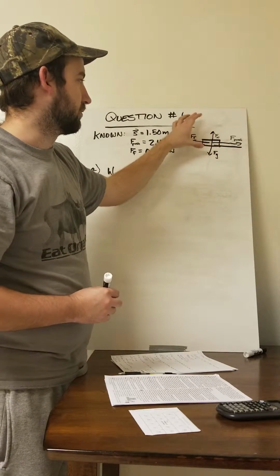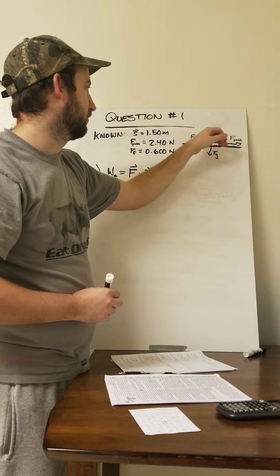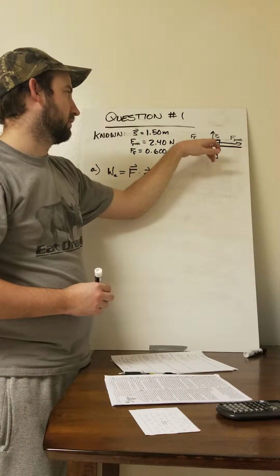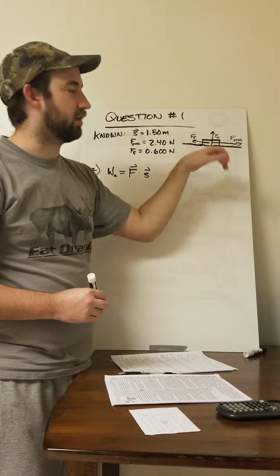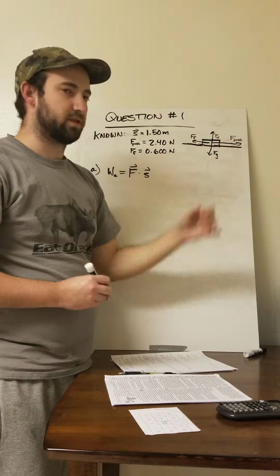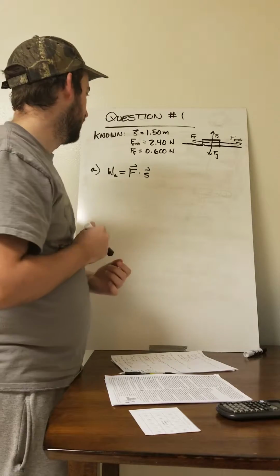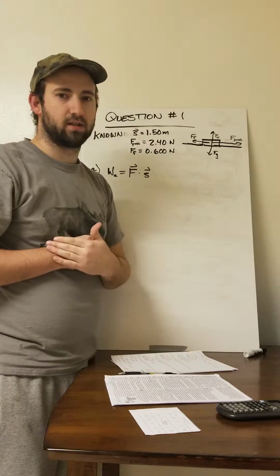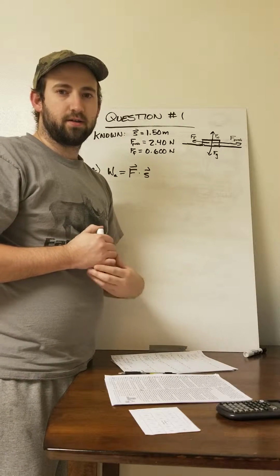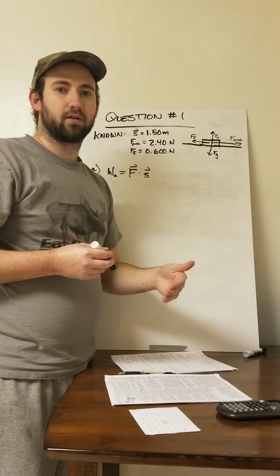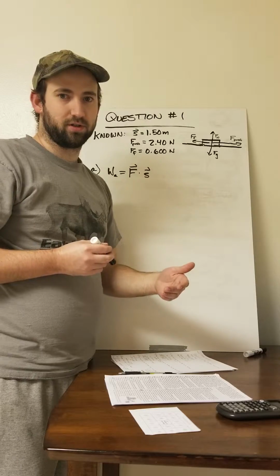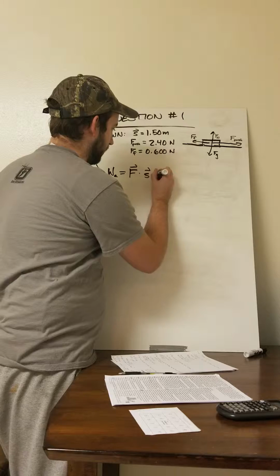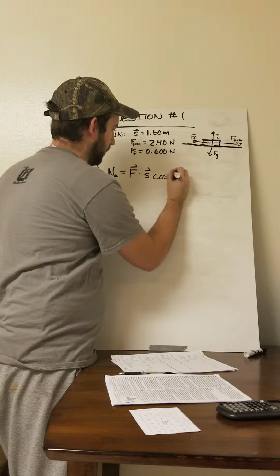So we can see that the forces acting upon the book are the normal force pointing up, the force of gravity down, the force of friction, which is opposite of the force of the push. So part A of the question wants to know the work that is done on the book from that 2.4 Newton push. So what we need to do is use this equation with cosine theta.